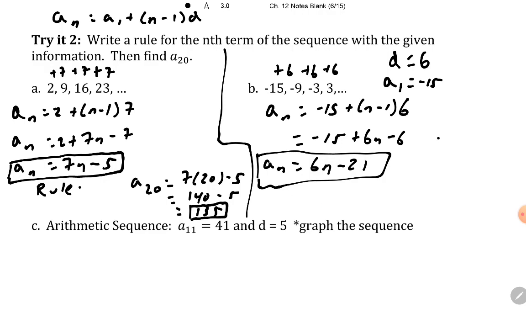Now we're going to plug in for a sub 20. We're plugging in 20, so 6 times 20 minus 21, which is 120 minus 21, and that gives us 99.